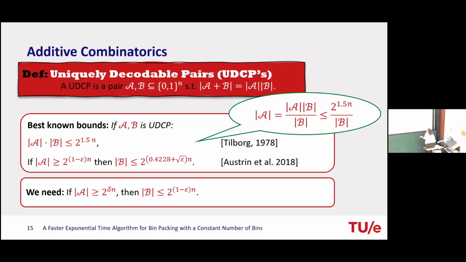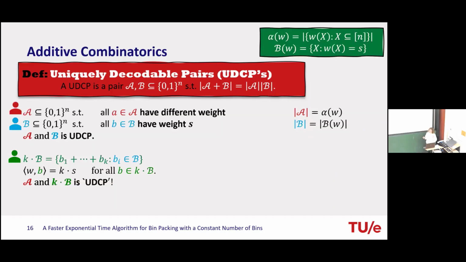And this is how we were able to do it. So instead of just looking at A and B as I previously defined, we're going to look at a set that I call K times B. And K times B is a set where I just sum K things from B. So that's all these different sums. And then I noticed that because I sum K things from B, I now again have everything in K times B having weight K times S, because I sum K things that have weight S.